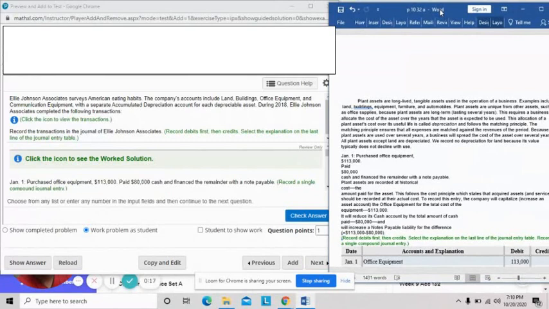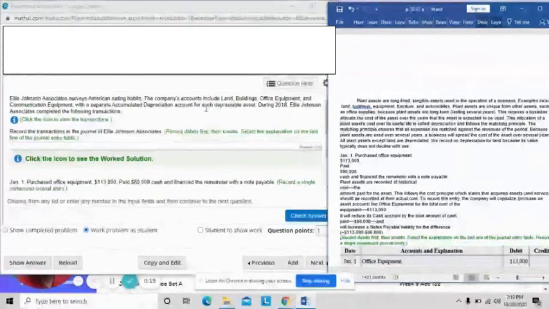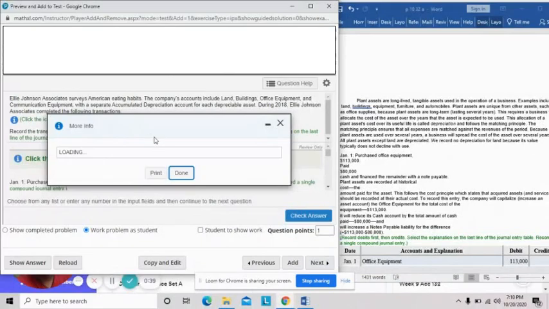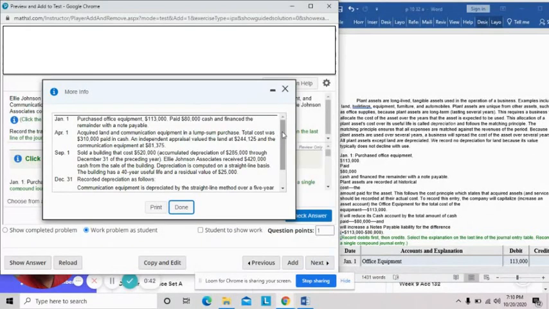So Ellie Johnson Associates surveys American eating habits. The company's accounts include land, buildings, office equipment, and communication equipment, with a separate accumulated depreciation account for each depreciable asset. During 2018, Ellie Johnson Associates completed the following transactions. As you see here, the transactions included January 1st, purchased office equipment, $113,000, paid $80,000 in cash, and financed the remainder with a note payable. I'll be going back to the transactions as we go over the problem.